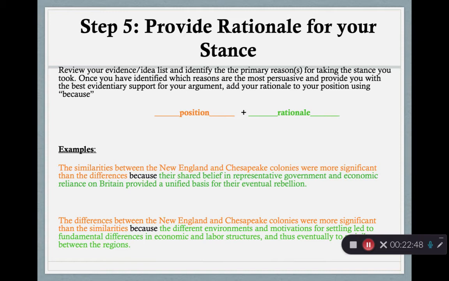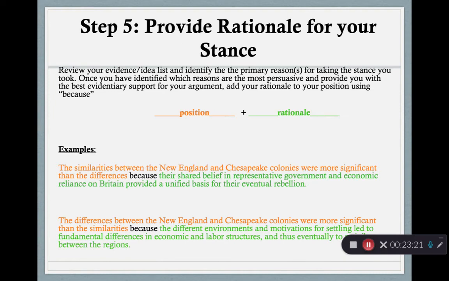So this person has 2 body paragraphs set up here. Shared belief in representative government, economic reliance on Britain. Or, vice versa, the differences were more significant than similarities because the different environments and motivations for settling led to fundamental differences in economic and labor struggles. Therefore, eventual differences and eventual conflict between the regions. Now, in a proper thesis statement, you pick one of those 2. This will get you the points that you need.